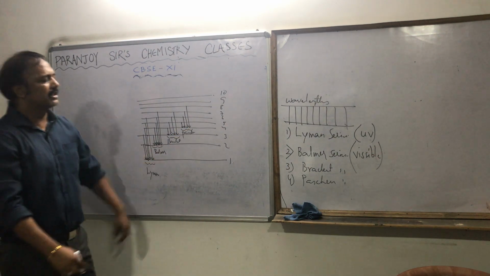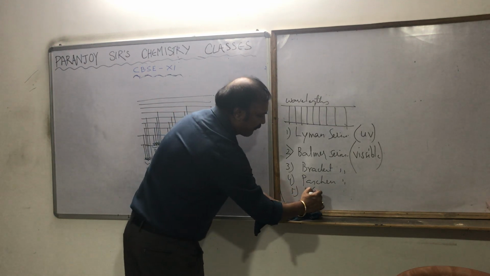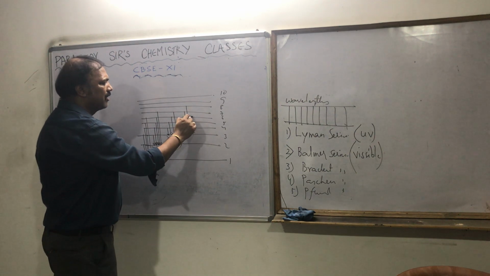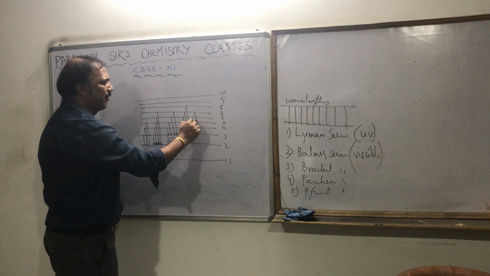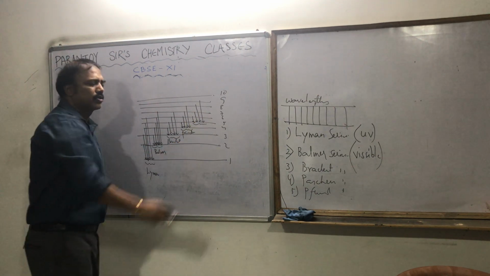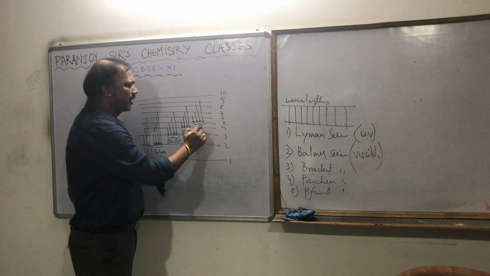Okay, and the last one is called Pfund series, which is actually falling to which level? Falling to the fifth level from the higher levels. So this series of lines is known as what? This series of lines is known as the Pfund series.